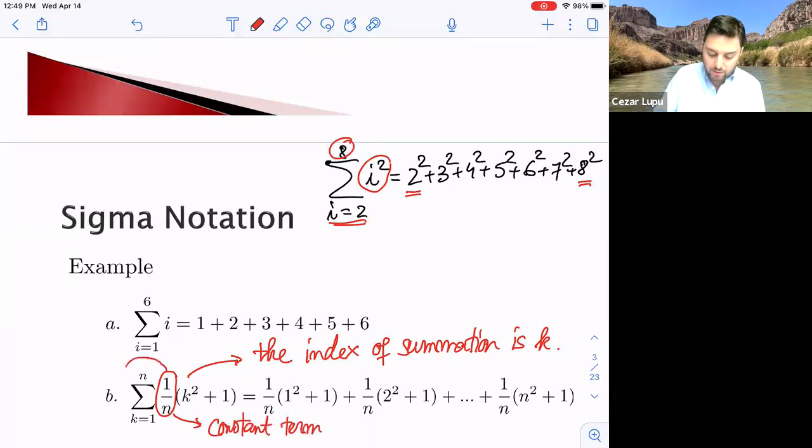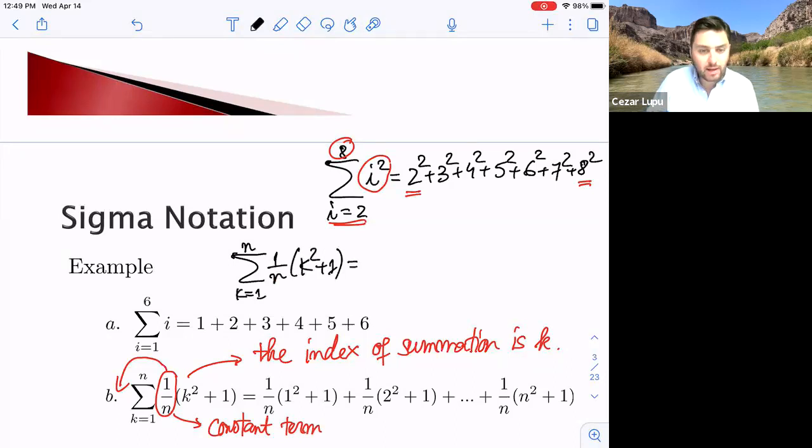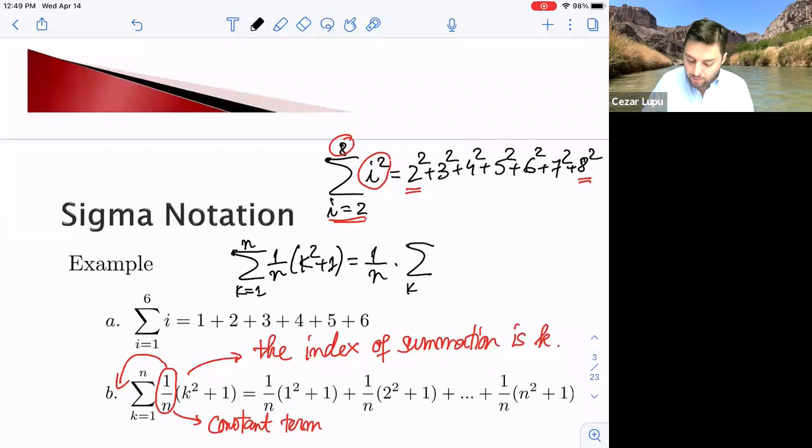So when you have a constant term, you take it out, and that's what we're going to do. So we can write it in the following way. The sum from k equals 1 to n of 1 over n times k squared plus 1. You're going to take out 1 over n. It's going to be 1 over n times the sum from k equals 1 to n of k squared plus 1.